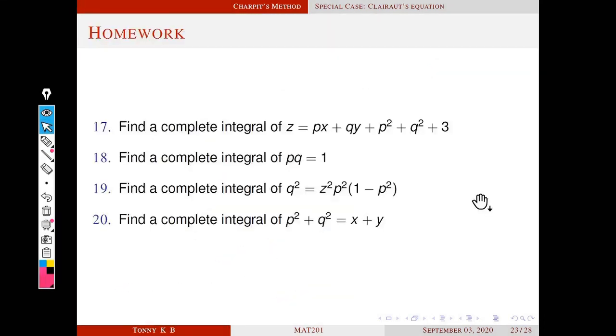This is your homework. In the next session, we will discuss the method of separation of variables, which is the most widely used technique for solving linear homogeneous partial differential equations.